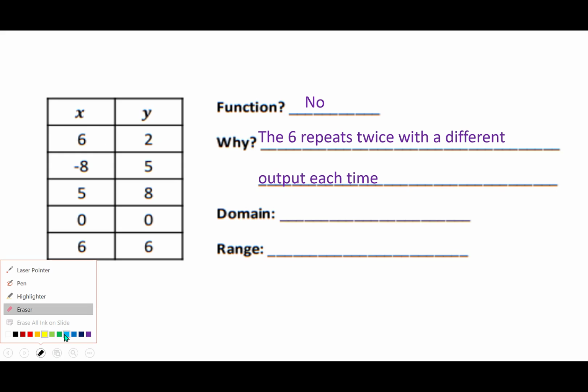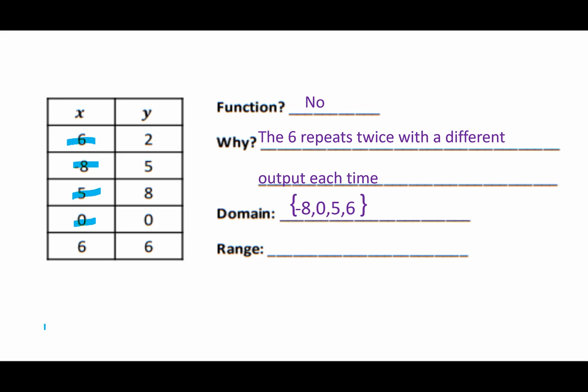So remember, when we're listing domain, we go from least to greatest. So I'm going to go -8, 0, 5, and then 6. And remember, we only list a value once. We don't list it twice. So then we're going to look at the range. And again, least to greatest. So 0, 2, 5, 6, and then 8.